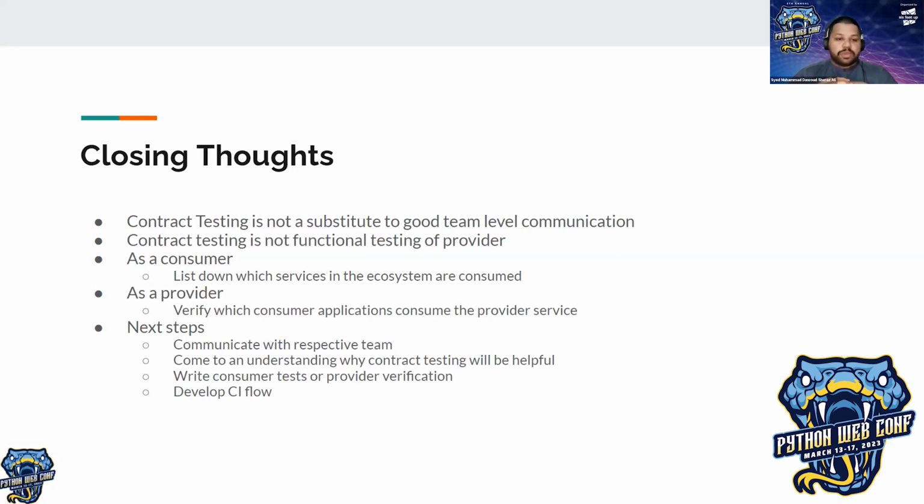So if you're on a consumer side, list down what services in the ecosystem are consumed by your service. Or if you're a provider, understand which applications are consuming the services that your application is providing. Establish an understanding with the teams, understand which APIs or which messages are used for the communication, and then write consumer tests, provider verification, and then essentially develop the entire CI flow using Pact, or there are some other tools like Spring Boot. Well, I can't remember the exact name.